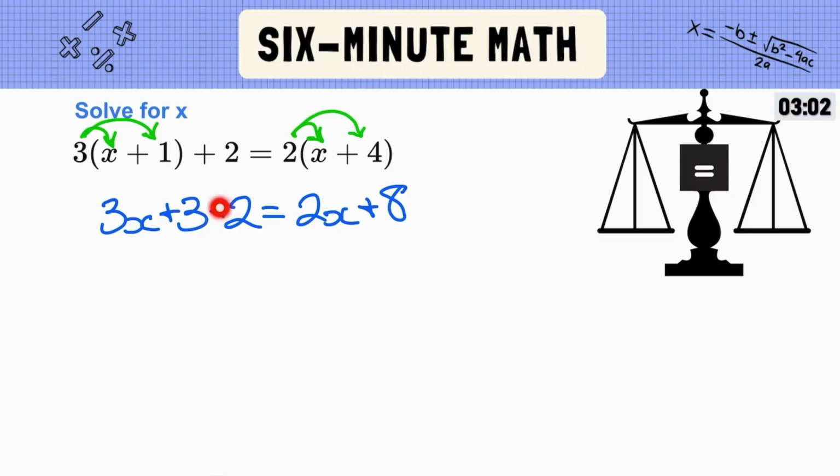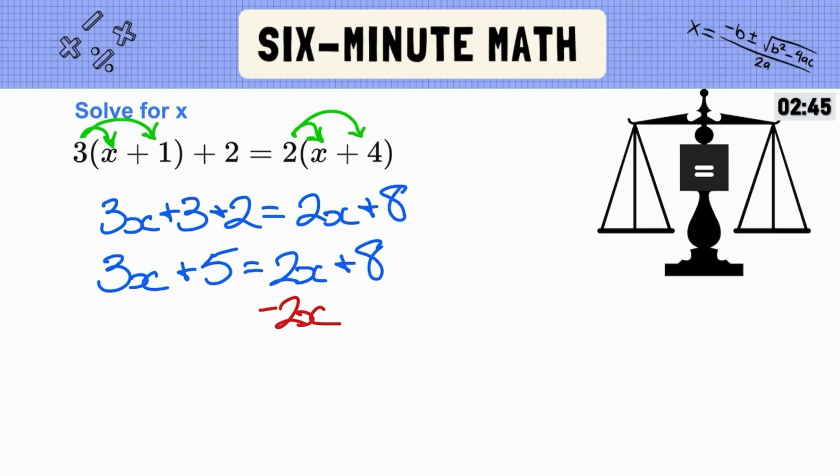I can combine my like terms on the left side, so I'm just going to simplify that equation to say 3x plus 5 equals 2x plus 8. I'm going to move my terms with the variable to the left side this time by subtracting 2x from both sides. Those will cancel out, and I will have remaining 3x minus 2x is x plus 5 is equal to 8.